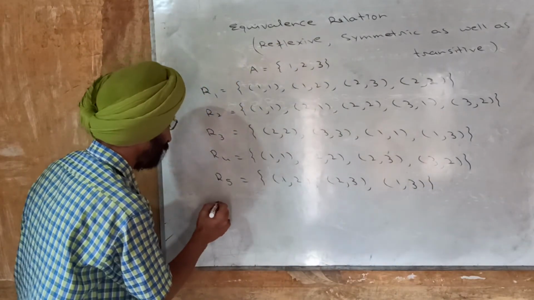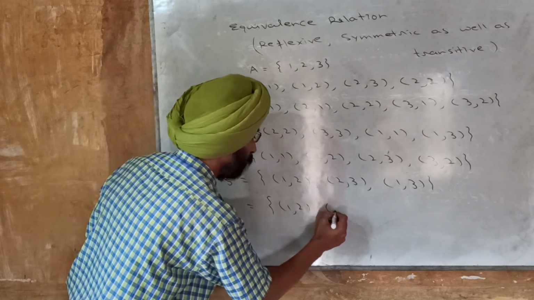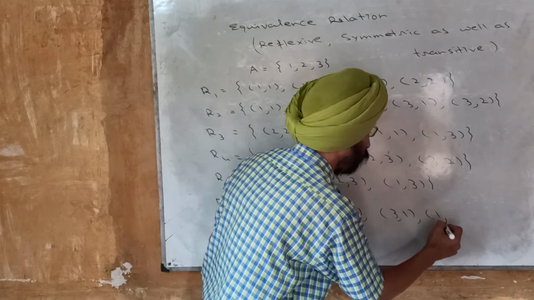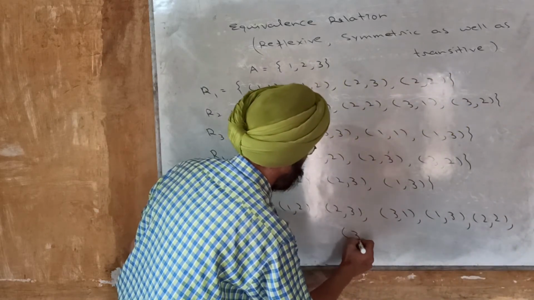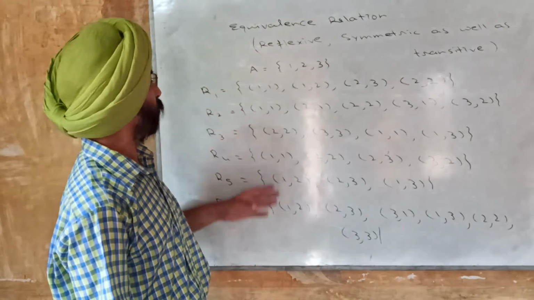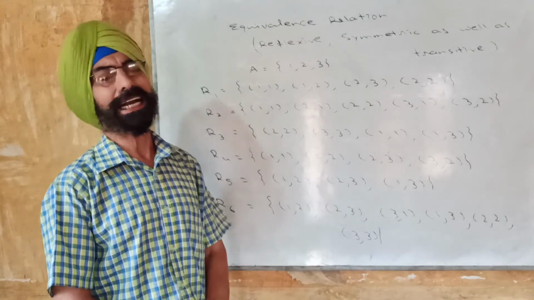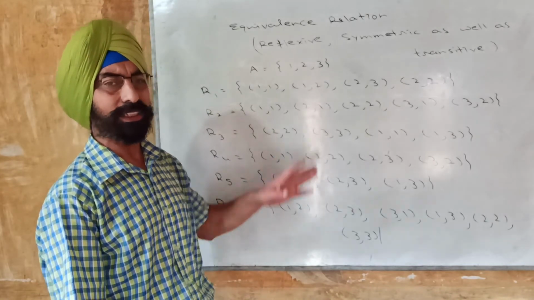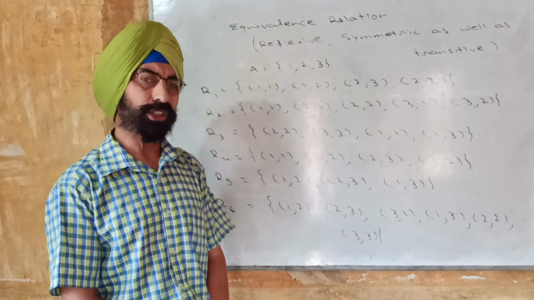I am going to write another relation R6: (1,2), (2,3), (3,1), (1,3), (2,2), (3,3). Now, it is an exercise for you to check which of these relations is reflexive, which of these relations is symmetric, and which of these relations is transitive, and also check whether any of these relations is an equivalence relation or not. So I am stopping the video here.